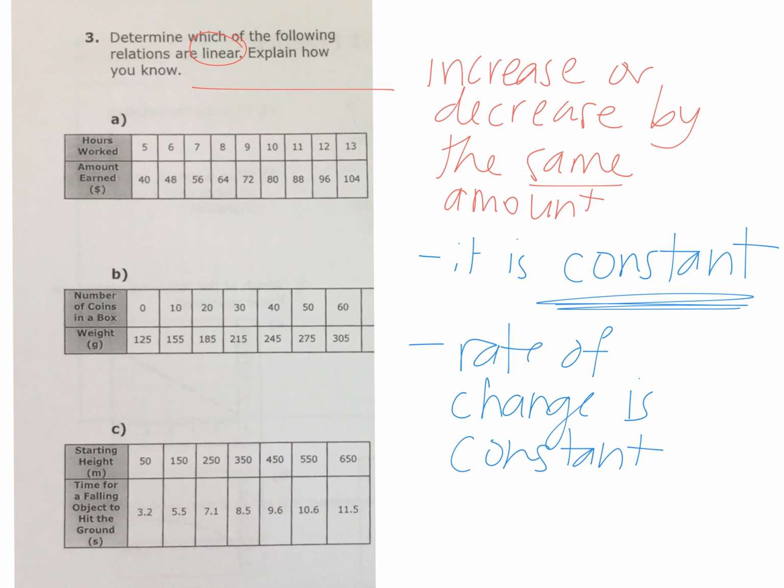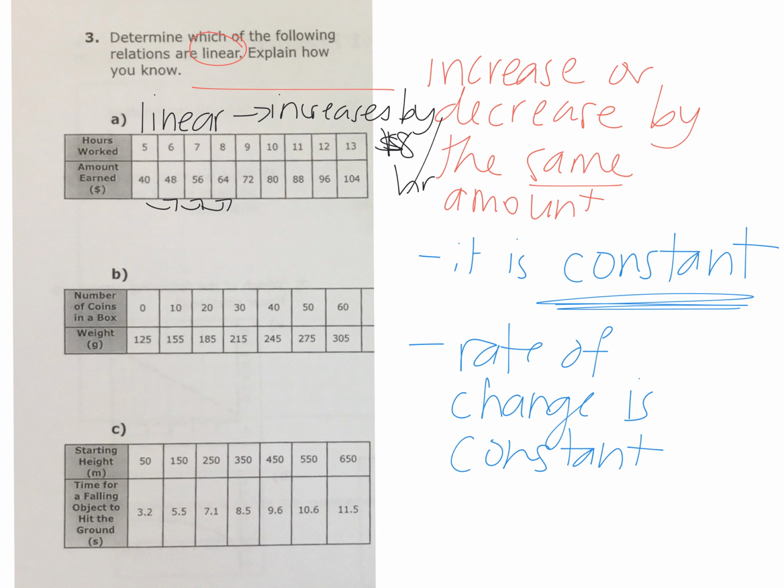It's going up by 8. Thank you. Hours worked increases by 1, and for every hour worked, what do the earnings increase by? 8. So we would say linear, write this down, increases by $8 per hour. Every hour it goes up by $8. It doesn't change all of a sudden.